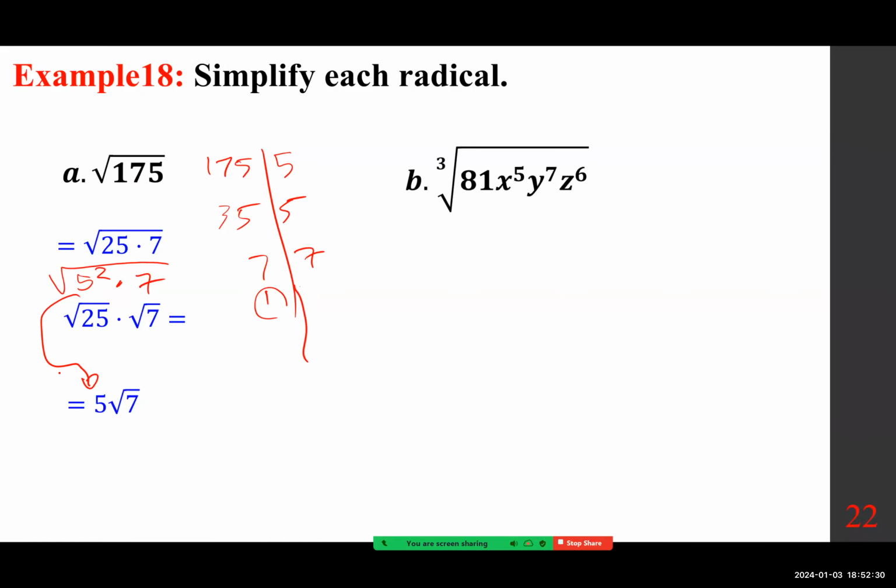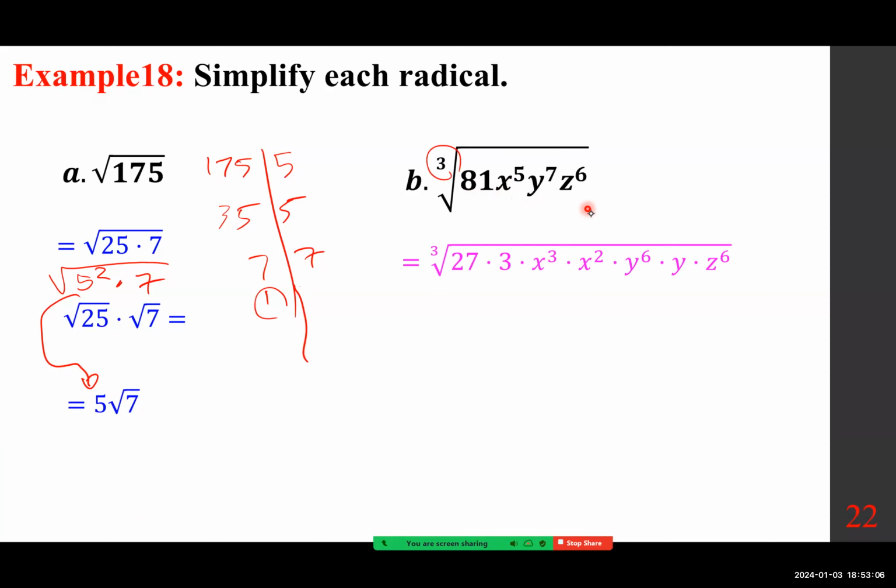Now, for this one, again, I will do it in this fashion. Let me show you how it's done a long way, then I'll show you a faster and easier way. Because this is the index 3, we want to find 81 as a factor of two numbers. One of them is to the power of 3. So it's 27 times 3. This is x cubed times x squared. This is y to the power of 6 times y. This is z to the power of 6 itself.